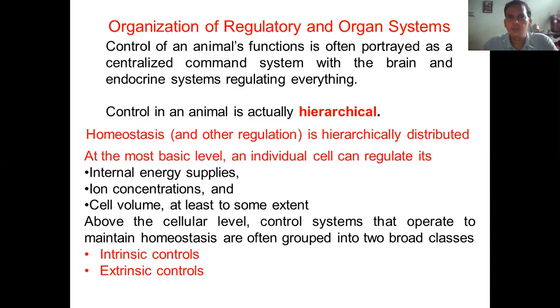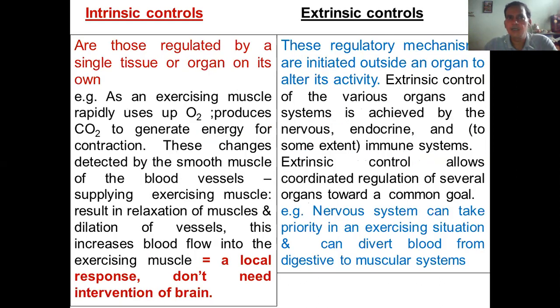So at the most basic level, an individual cell can regulate its internal energy supply. How much energy it needs can be regulated by the cell itself. It can regulate the ionic concentration, and the cell volume can also be regulated to some extent by the cell itself. Now, above the cellular level, the control systems that operate can be of two types: intrinsic control or extrinsic control. So intrinsic controls are those regulated by a single tissue or organ on its own.